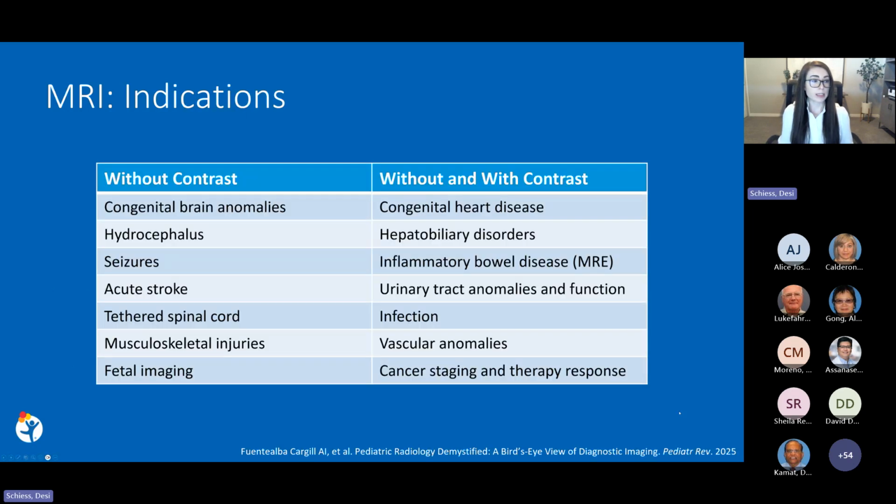This chart shows common indications for performing MRI without contrast versus with contrast. When contrast is used in MRI, images are always acquired before and after contrast administration, without and with. Gadolinium-based contrast agents are used in MRI to enhance imaging of infection, inflammation, tumor, or vascular structures. Standard gadolinium agents are excreted by the kidneys, whereas hepatobiliary contrast agents are excreted by both the biliary system and the kidneys, which is why they are preferred for liver lesion characterization in children.